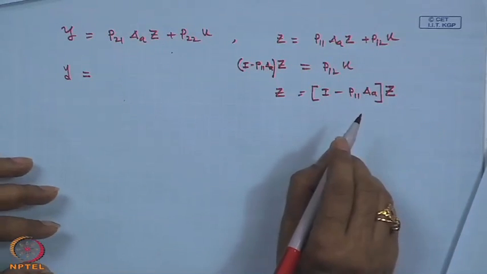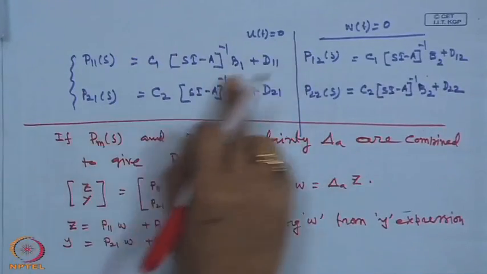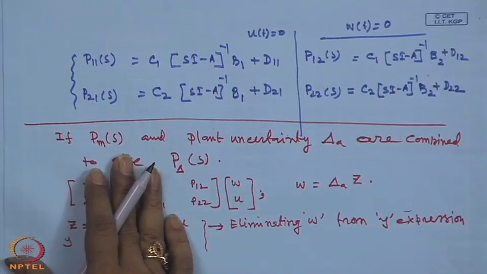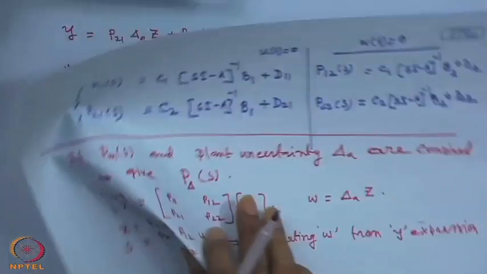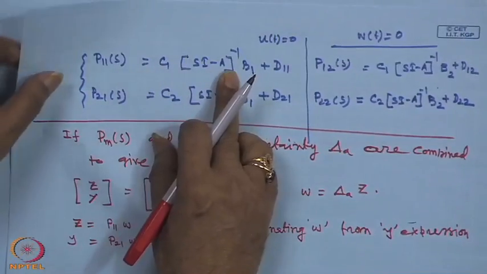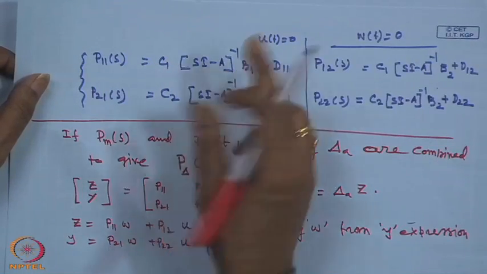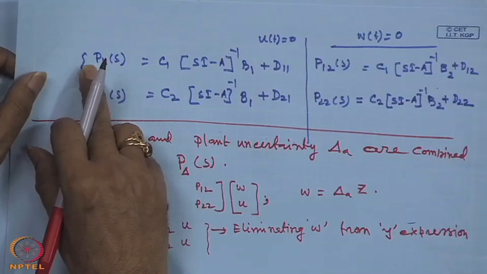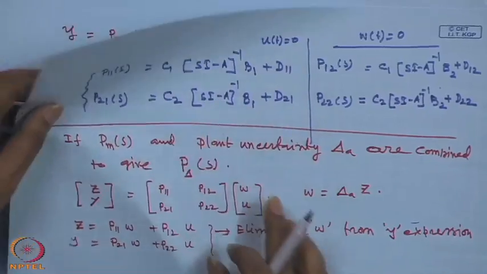Now, one can easily find out the dimension of P11 from the basic equations. Immediately you can find out that it depends on the dimension of z and w. The number of inputs in this case is w, and the w dimension you specify, and z is the measured output whose dimension is known. So, I will know the dimension of P11.